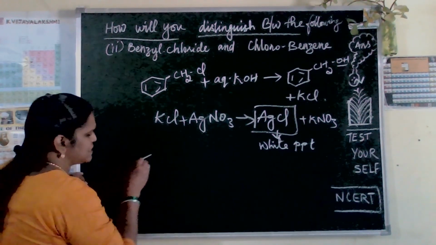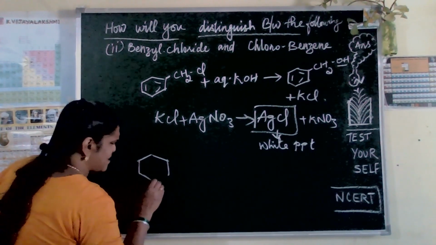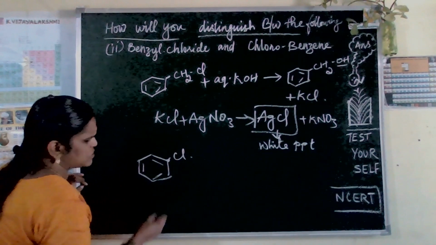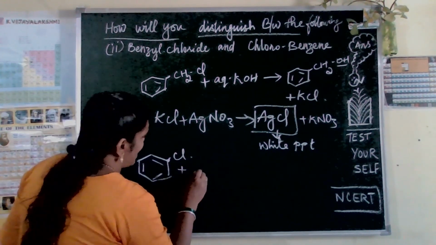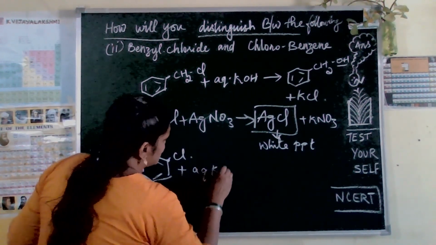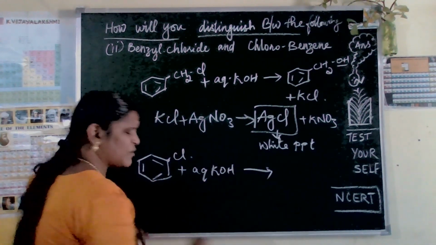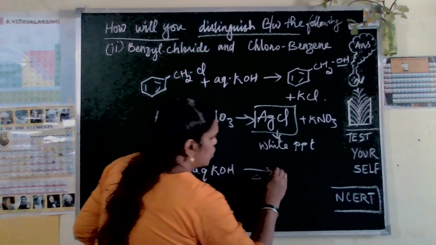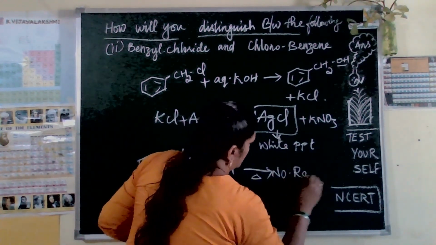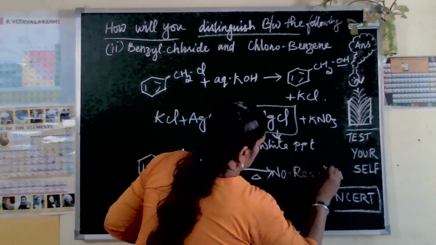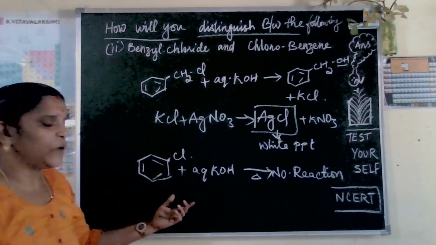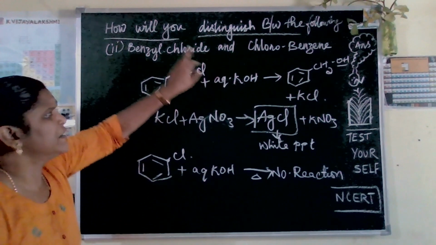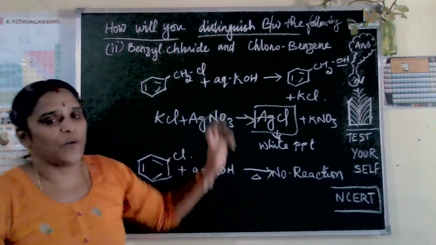Whereas chlorobenzene, actually, is stubborn. Chlorobenzene does not react with aqueous KOH, it does not undergo hydrolysis. Even if you heat it, there is no reaction. It is very stubborn and does not undergo hydrolysis with aqueous KOH. Hope you're clear with these two compounds, benzyl chloride and chlorobenzene.